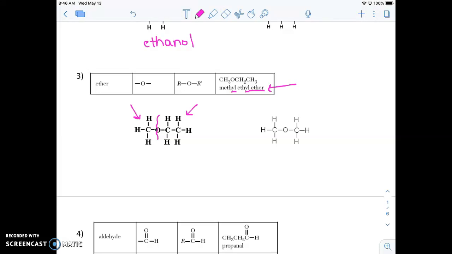So how many C's are to the left of this line I just drew? 1. So 1 is meth. And the ending is yl. How many C's are over here? 2. So 2 is eth. And the ending is yl. And then I just literally put ether at the end because that's what the example shows me to do. So wherever your oxygen is, that's what cuts your molecule in half. Name the left side, name the right side, put ether at the end. Okay? I want you guys to pause the video and try this one by yourselves.